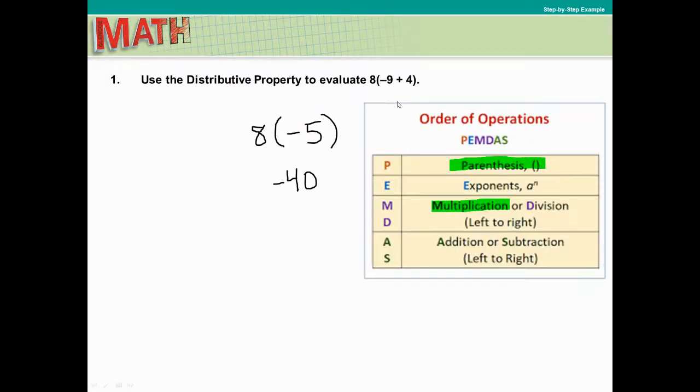Here's the problem with showing it to you with numbers. If you had this problem, and we've talked about order of operation, where you do everything inside the parentheses first, then exponents, which there are now, then you multiply. Well, the way we would do this using order of operations is -9 plus 4 would be -5. 8 times -5 would be -40. We would do everything in parentheses, then we would multiply.